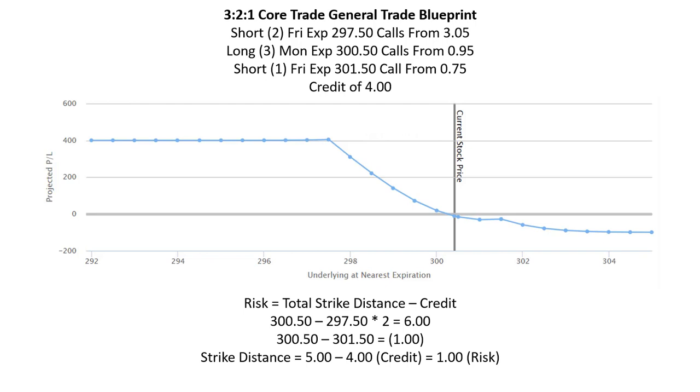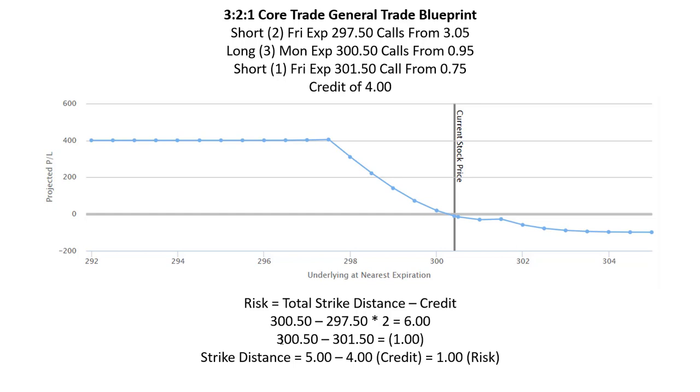So here's how you determine what that risk is, and this is why the risk is $100. The risk equals the total strike difference minus the credit, always in these trades. Total strike difference minus the credit. So let's go through this real quick. The strike difference between the shorts and the longs, the first short and the long, is 3 points: 300.50 minus 297.50, and we're in 2 of those. You multiply that, and that equals a total spread difference of 6 points.